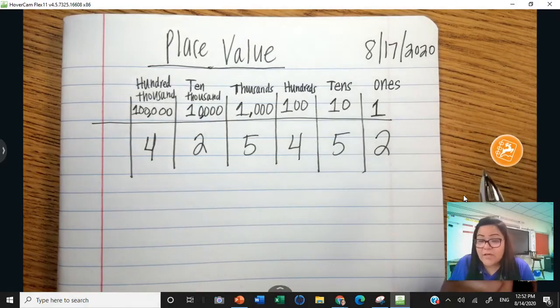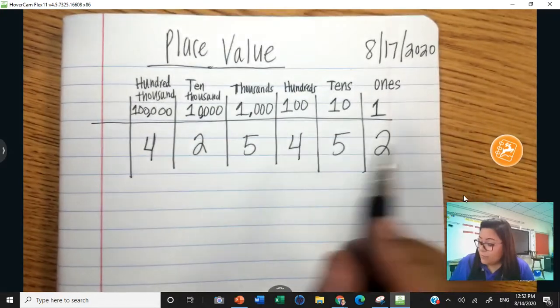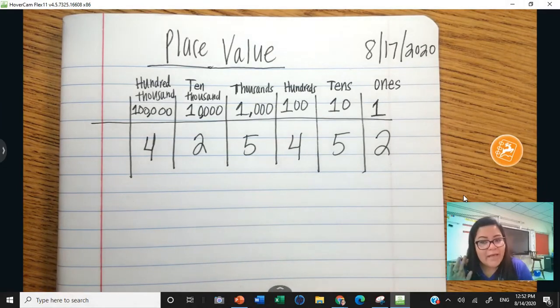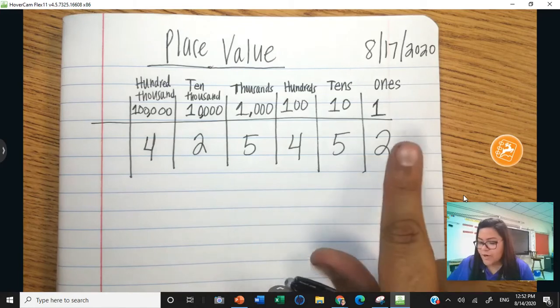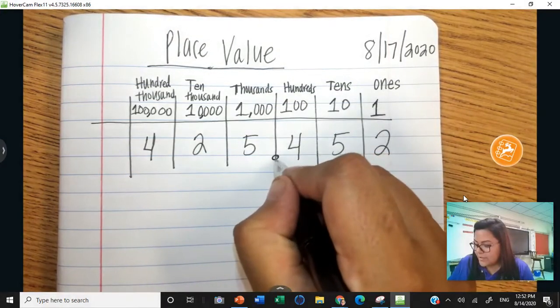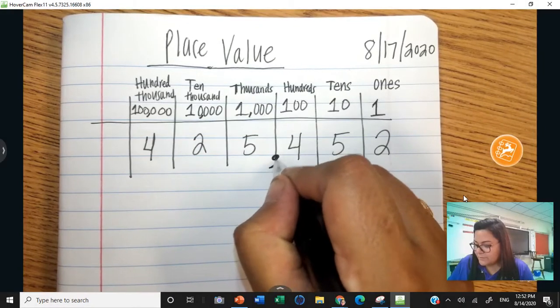I also forgot to tell you that we also include a comma here in our place value. How many digits do we have to count until we include a comma? You're correct. It's 3 digits. So starting from the ones place, 1, 2, 3. And here is my comma.